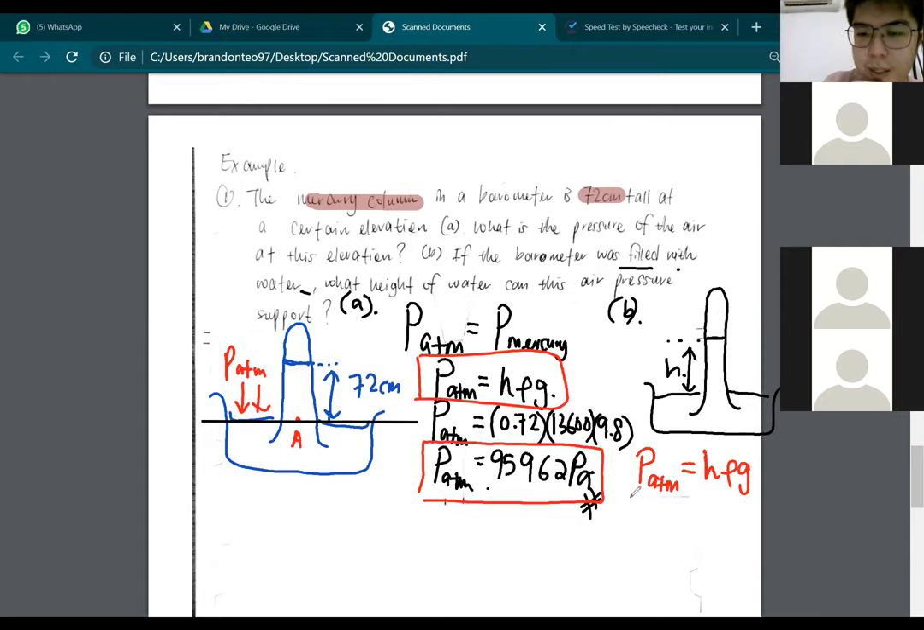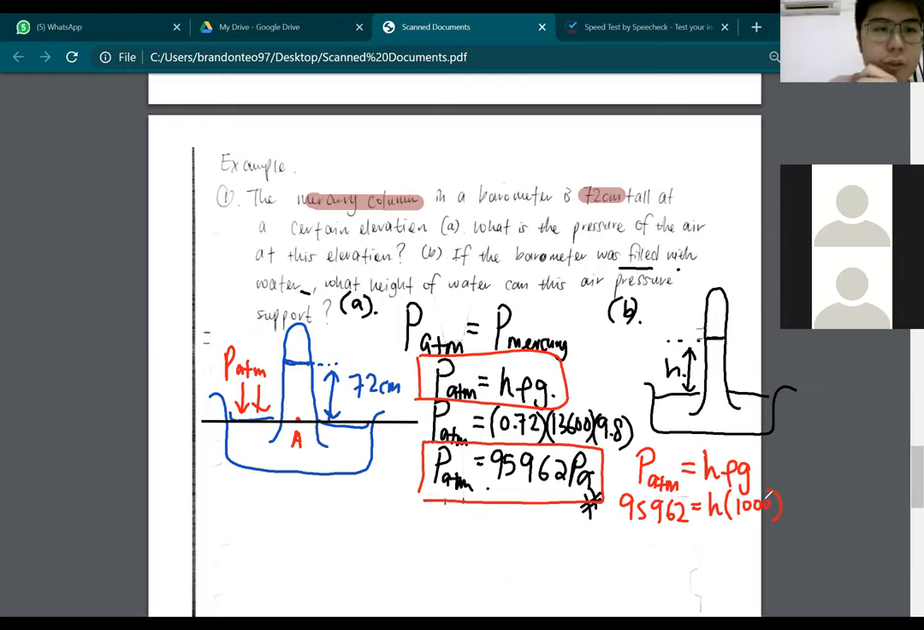So P at M is 95962, and that equals to H, and then the density, you use the density of water because you change the mercury to the water. Okay, so 1000 times 9.8. So the height becomes what? 9.79 meter. Right? So if you replace the mercury with water, it will reach up to 9 meters.